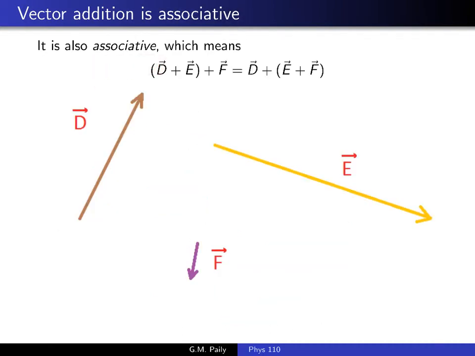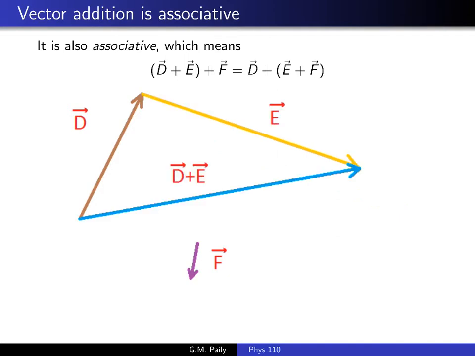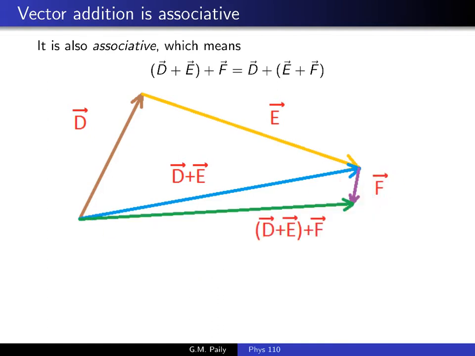Vector addition is also associative, which means that if you have more than one vector which you need to add, it doesn't matter whether you do d plus e and then f, or e plus f and then add d. So if these are d, e, and f, again we illustrate the associative nature of vector addition. Here I've constructed d plus e, so I've taken d and e and added them to construct d plus e. Then I brought f such that the tail of f is at the head of d plus e, and this is the resultant d plus e plus f.